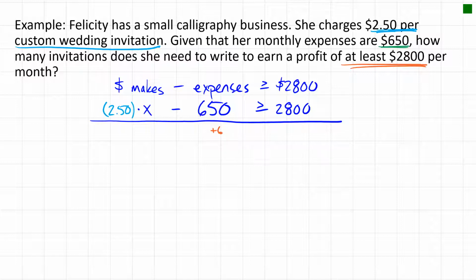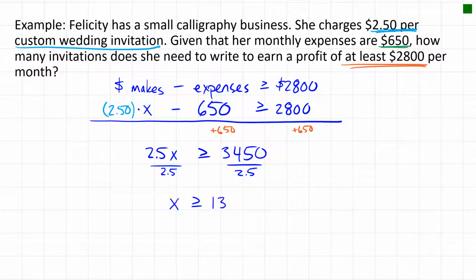So to do that, we're going to isolate x by adding 650 to each side. So we have 2.5 times x is greater than or equal to 2,800 plus 650, which is 3,450. Then we divide each side by 2.5, and we get that x is greater than or equal to 1,380.